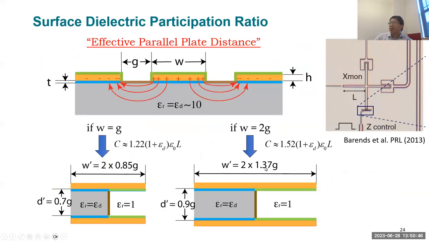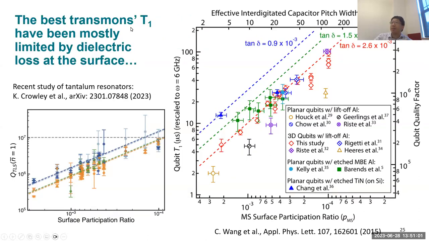Okay, and the reason I go to great lengths to talk about this seemingly very boring and elementary calculation of how much electric field lives on the surface is because in practice, the best transmons from 10 years ago until today have been mostly limited by dielectric loss at the surface. And the evidence for that is that you can make transmon capacitors with different geometries. You can make them larger pitch, and therefore they're less sensitive to surface loss, or you can make them very tightly packed so that they are very sensitive to surface loss. And you can observe overall trends that when you decrease the surface participation ratio, going from left to right, you see an increase of the qubit T1 time going from bottom to top.